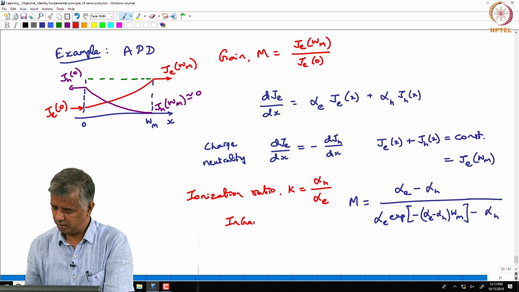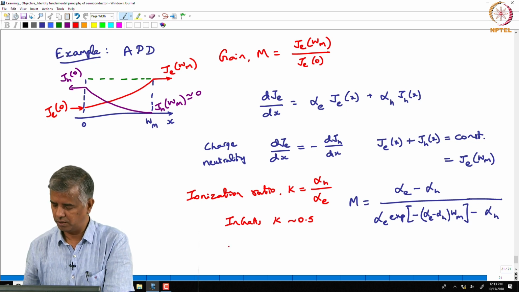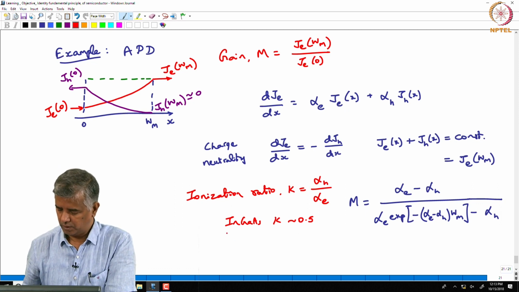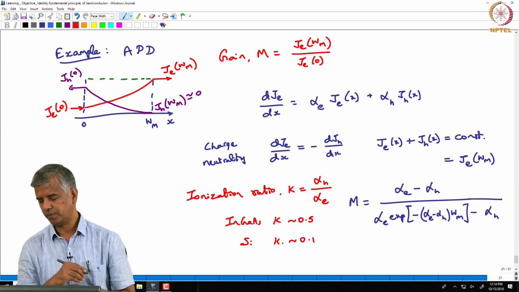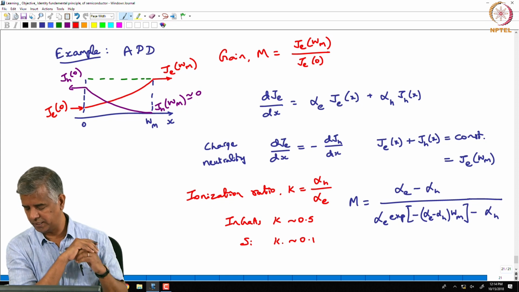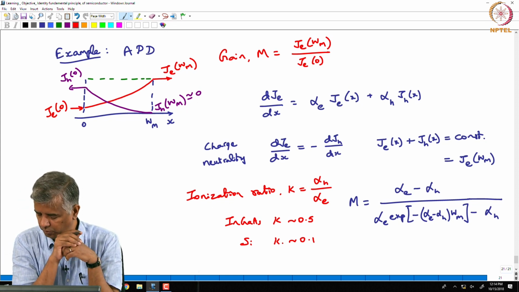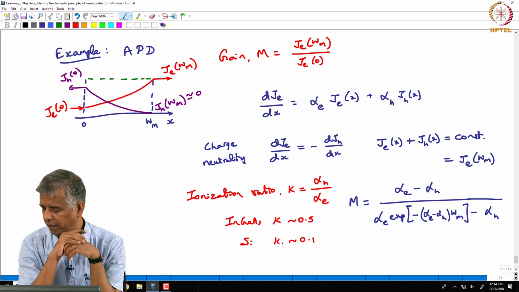For indium gallium arsenide, k is approximately equal to 0.5. Of course, it can change based on the material you are using and also the specific configuration you are using for your avalanche photodiode. In silicon, k is about 0.1, and once again by designing things appropriately, k can be even less than 0.1 for silicon. 0.006 has been demonstrated.